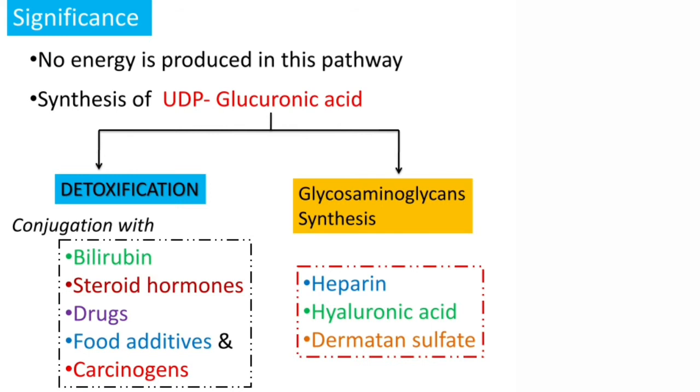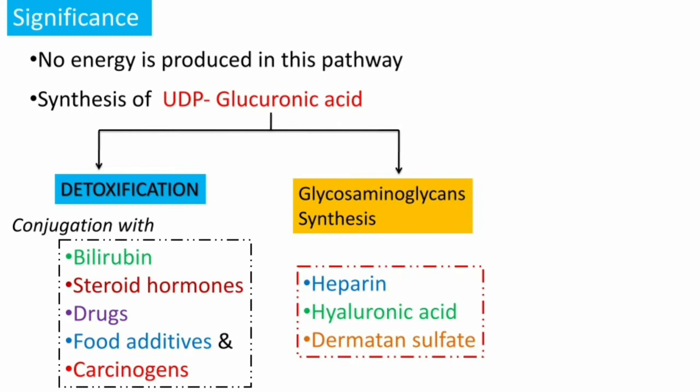First, coming to UDP-glucuronic acid, it is the active form of glucuronic acid. That means glucuronic acid is active in the form of UDP-glucuronic acid. In this way, it participates in detoxification reactions, and the mechanism involved is called conjugation. In conjugation, glucuronic acid binds with an endogenous compound, a compound present in our body, like bilirubin, steroid hormones, drugs, food additives, and carcinogens. All these are toxic compounds.